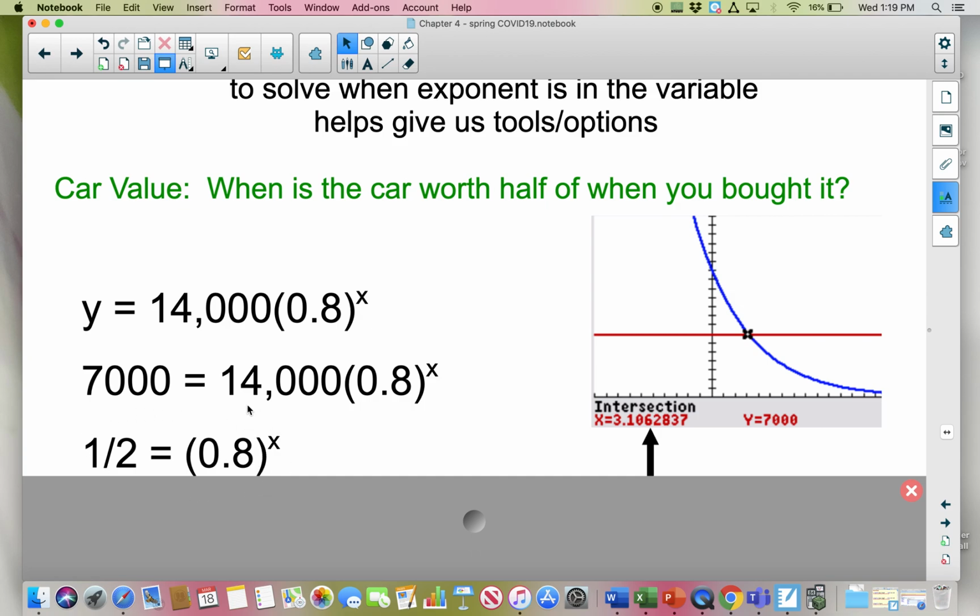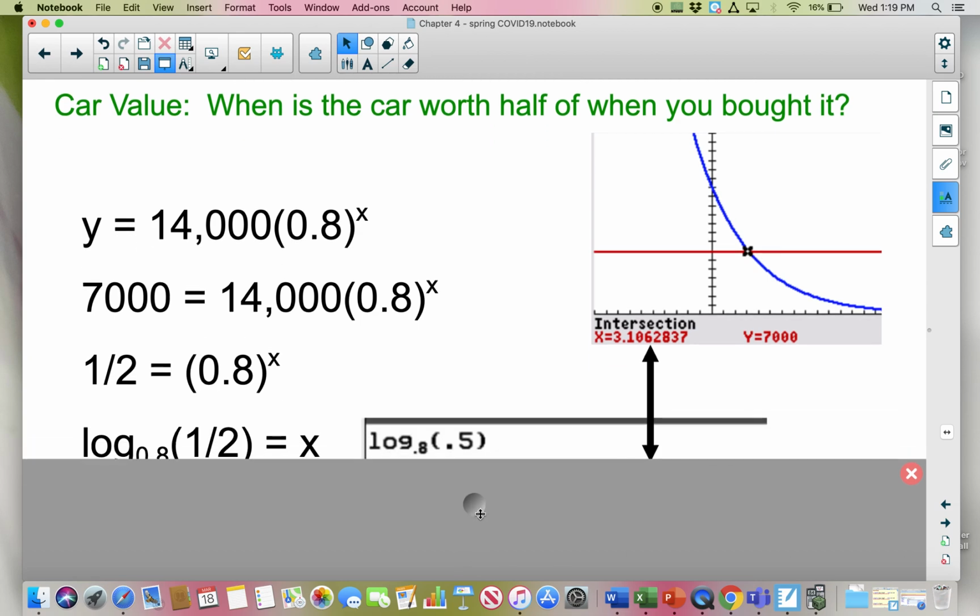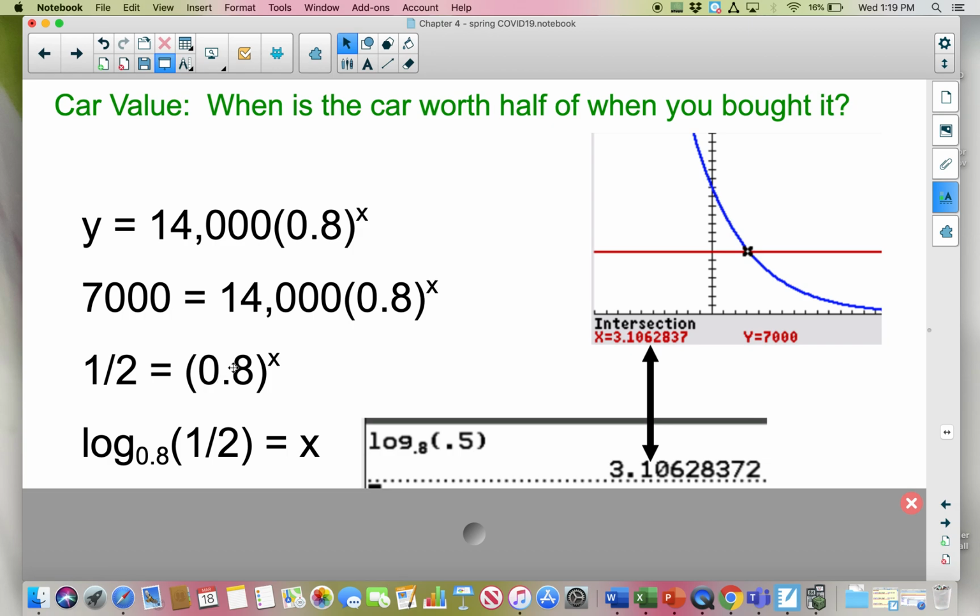Okay, so take a second and look at this algebraically. What is that going to be in logarithmic form? Well, if your base is 0.8, the base of your log is going to be 0.8, right? So if I put that in log form, log base 0.8 of 1/2 equals x. And now I can type in logs in my calculator, right? So go to what I just showed you on your calculator, type that in, and you'll get 3.106, and so on. That's exactly what we got when we did the intersection feature on our calculator.